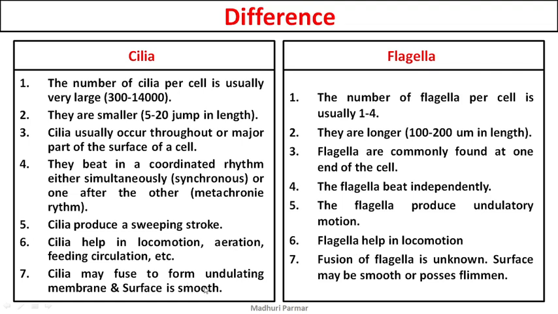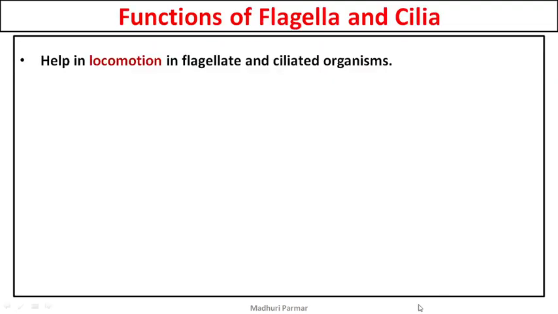Cilia may fuse to form an undulating membrane, and the surface is smooth. Just imagine if all of the cilia fuse together, then they will form one smooth surface which can move. Fusion of flagella is unknown. No flagella fuse together. The surface of flagella may be smooth or it may possess flimmer, which is just some spiky structure. However, it is not important for your NEET, so you do not need to remember it. This is just for your general knowledge.